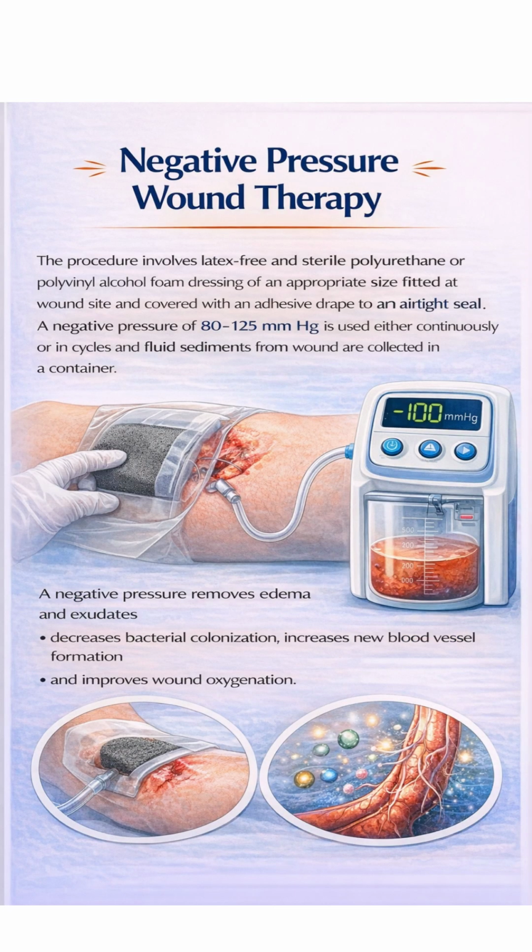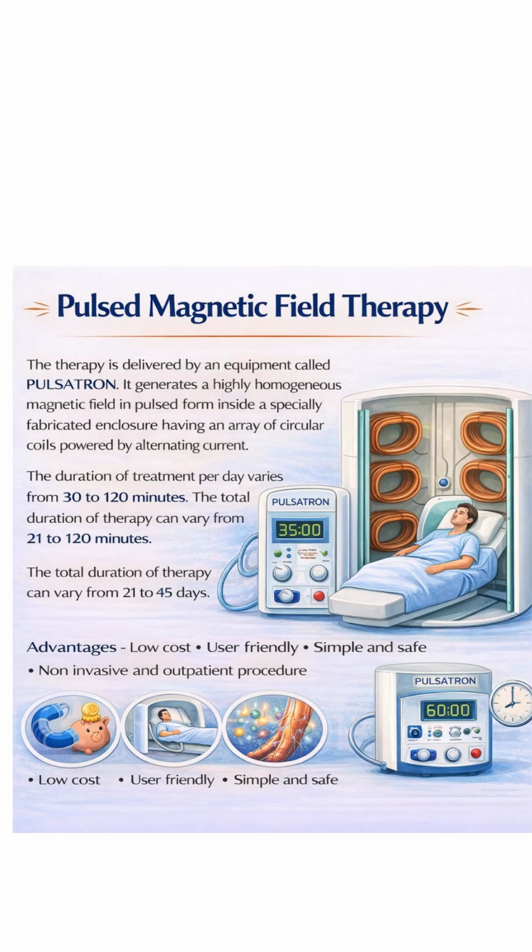Negative pressure wound therapy. The procedure involves latex-free and sterile polyurethane or polyvinyl alcohol foam dressing of an appropriate size fitted at the wound site and covered with an adhesive drape to maintain an airtight seal. A negative pressure of 80 to 125 mm of mercury is used either continuously or in cycles, and fluid sediments from the wound are collected in a container.